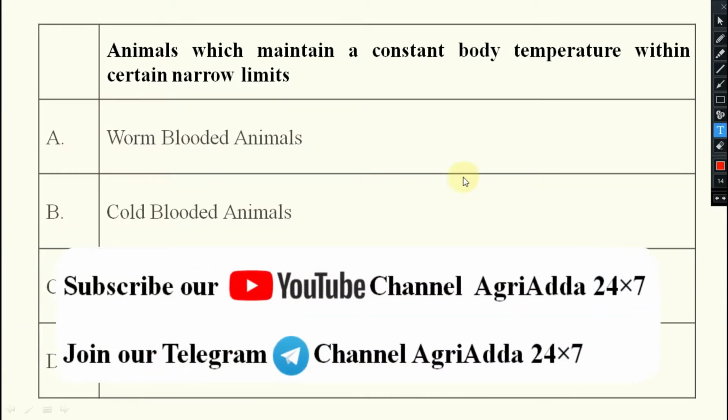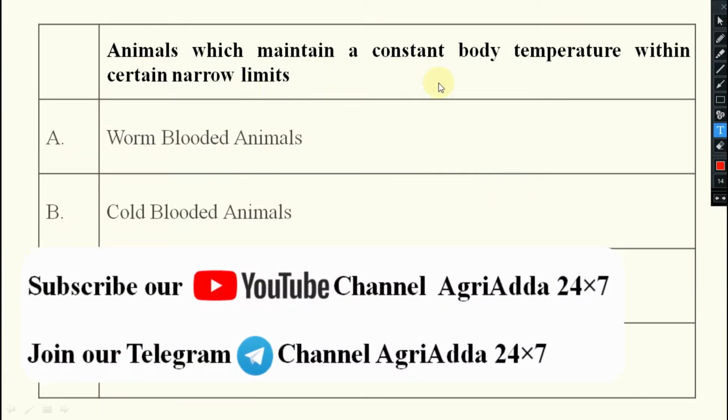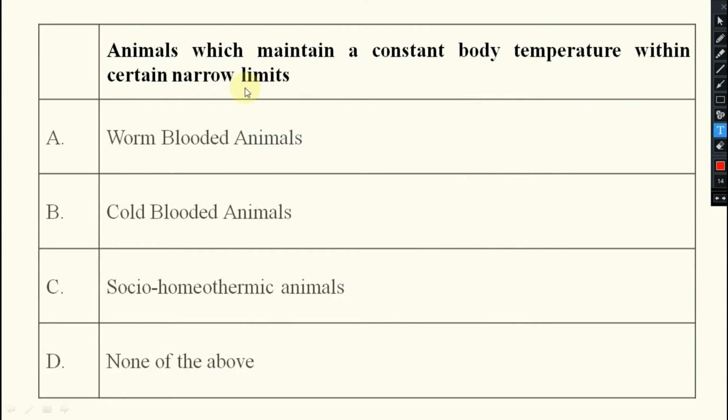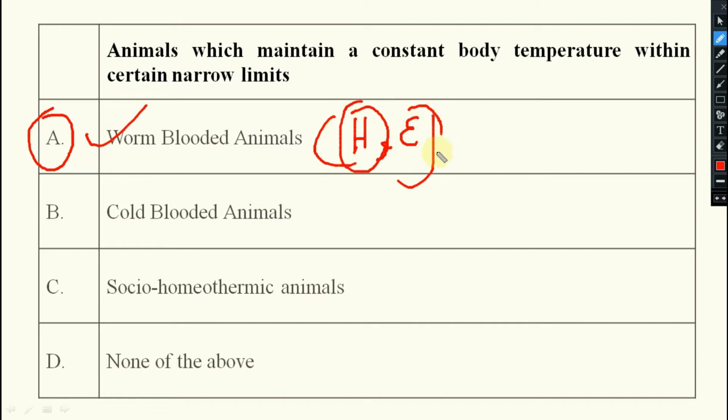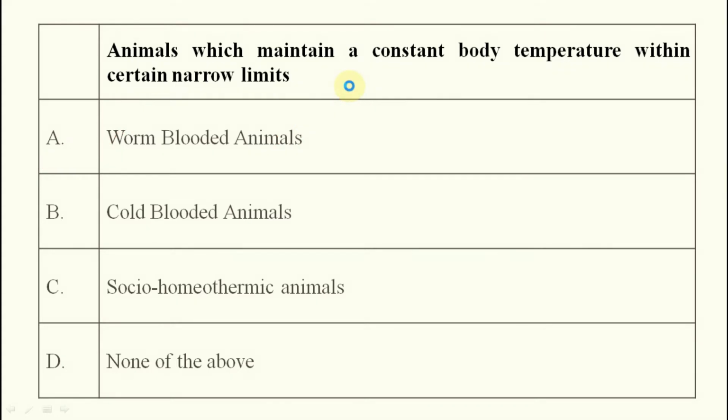Next, coming to the question: animals which maintain a constant body temperature within certain narrow limits, that is known as what? All of you know, warm-blooded animals. Here one more important thing is that these are also known as homeothermic organisms, and also endothermic animals. Homeothermic animals and endothermic animals, these two things you remember simultaneously, very important.